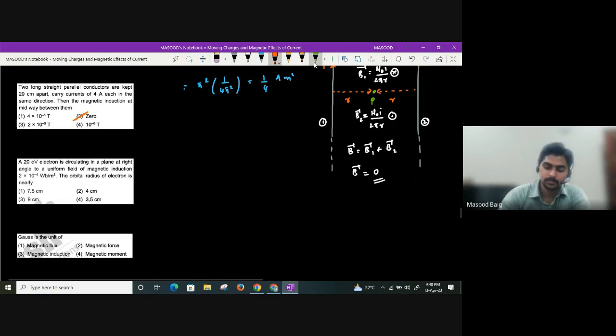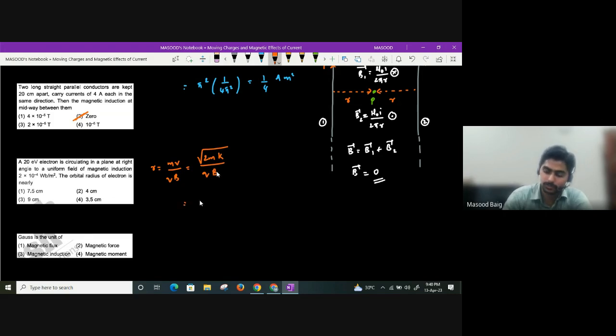Next. A 20 electron volt electron is circulating in a plane at right angle to a uniform magnetic field. So how is it circulating? Perpendicular to the magnetic field. The orbital radius of the electron is nearly how much? Energy is given, guys. So what is the radius here? mv divided by qB we can write, or we can write it as root over 2mK divided by qB. Yes or no?